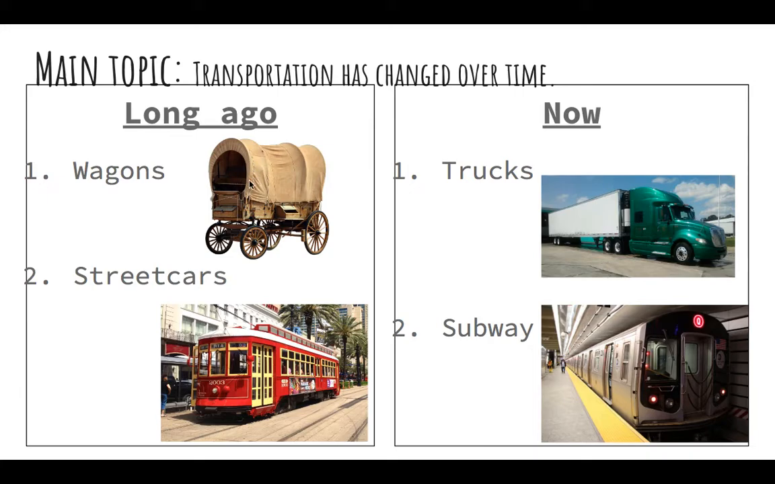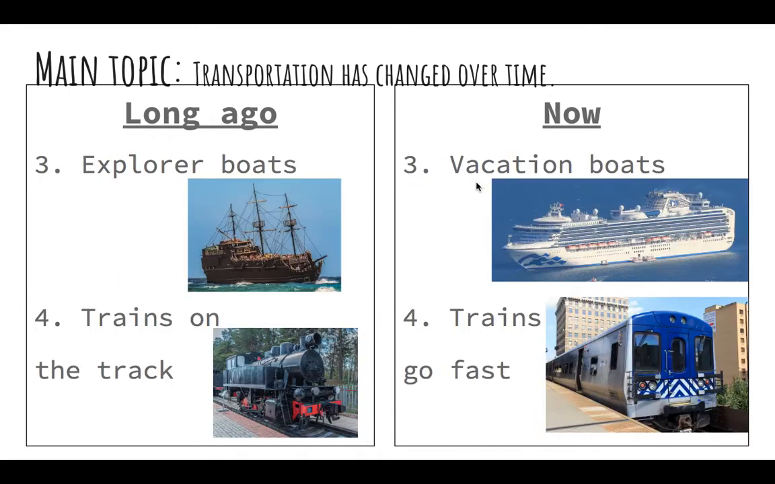We need to know that long ago, wagons were used to put things around or to pull things around, and now trucks are used to pull things around, okay? So they have to match. If you're going with number 2, then you have to stick to number 2. If you're going with number 1, you stick to number 1, okay? So number 2 is streetcars. You can say something like, long ago there were streetcars. Now there are subways, or now there is a subway, okay?